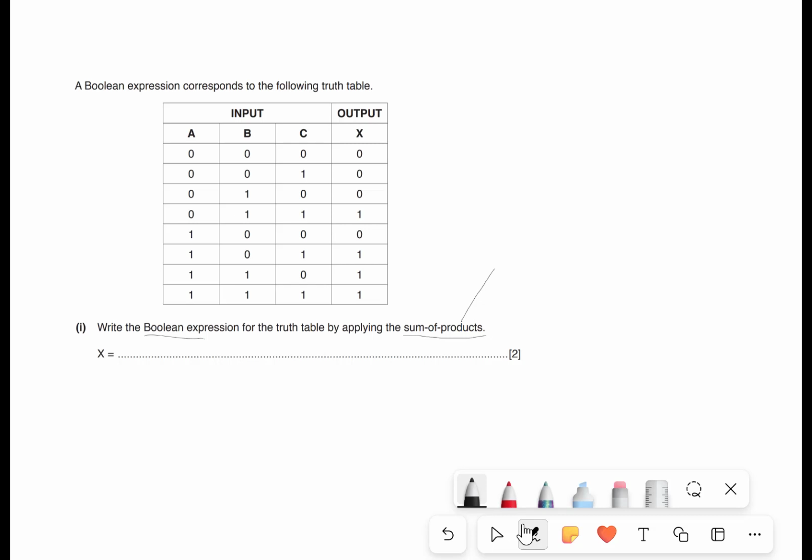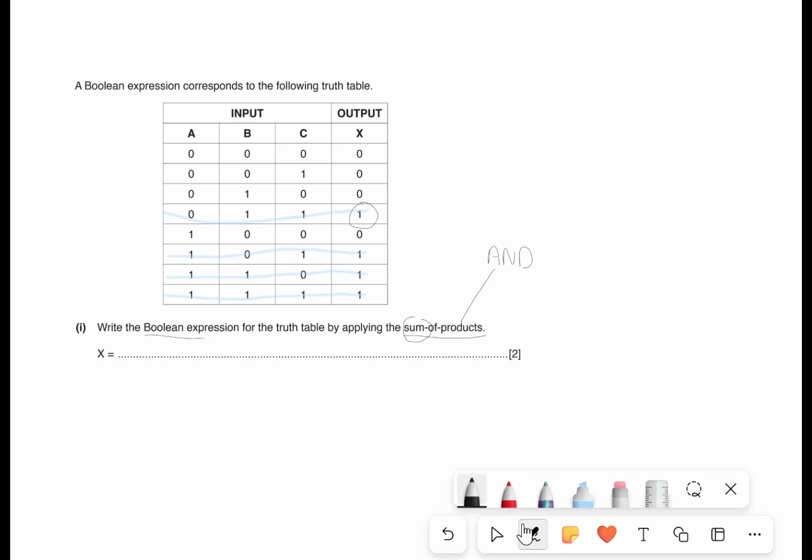A product is simply a row in a truth table where there is a 1 as the output. So if we were to go through this now, it'll be this one, this one, this one, and this one. That is our product. So we've identified our products. These products are using AND. For example, in order for this to be 1 as an output, A has to be not 1, and B has to be 1, and C has to be 1.